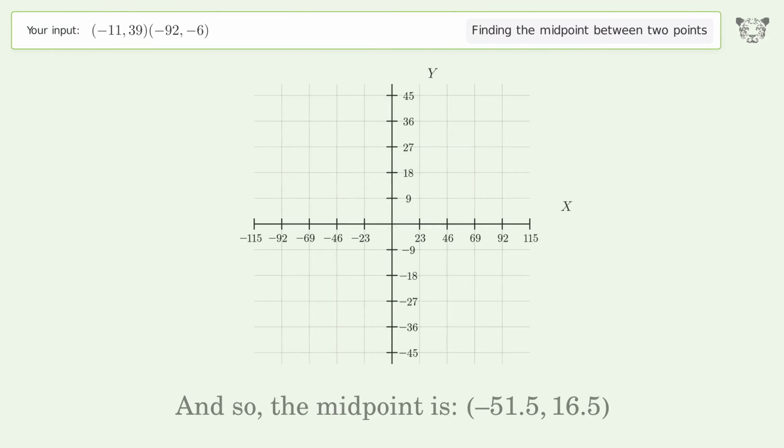And so, the midpoint is negative 51.5, 16.5.